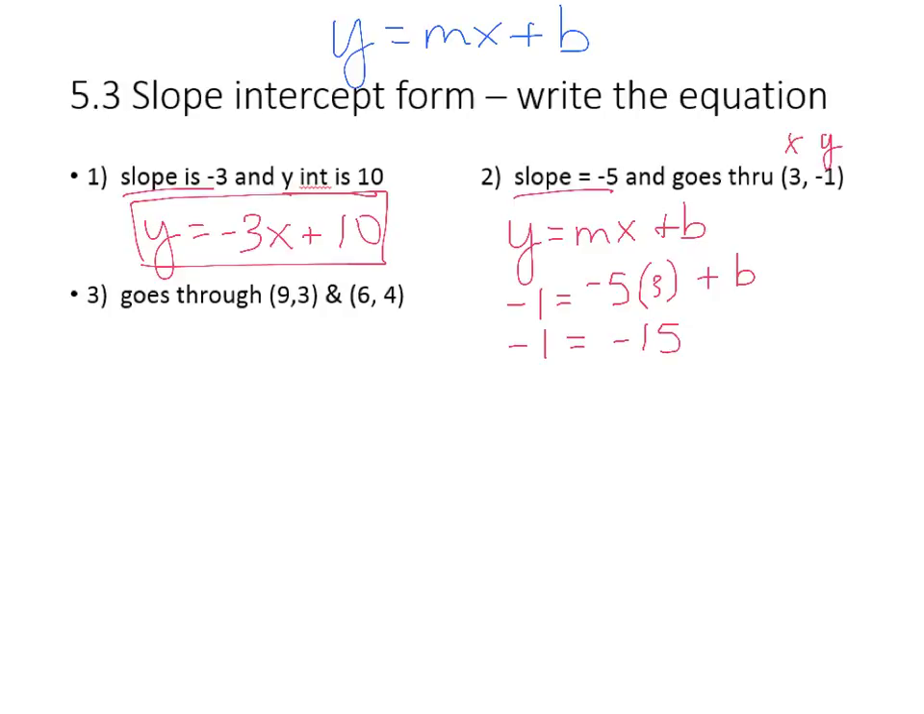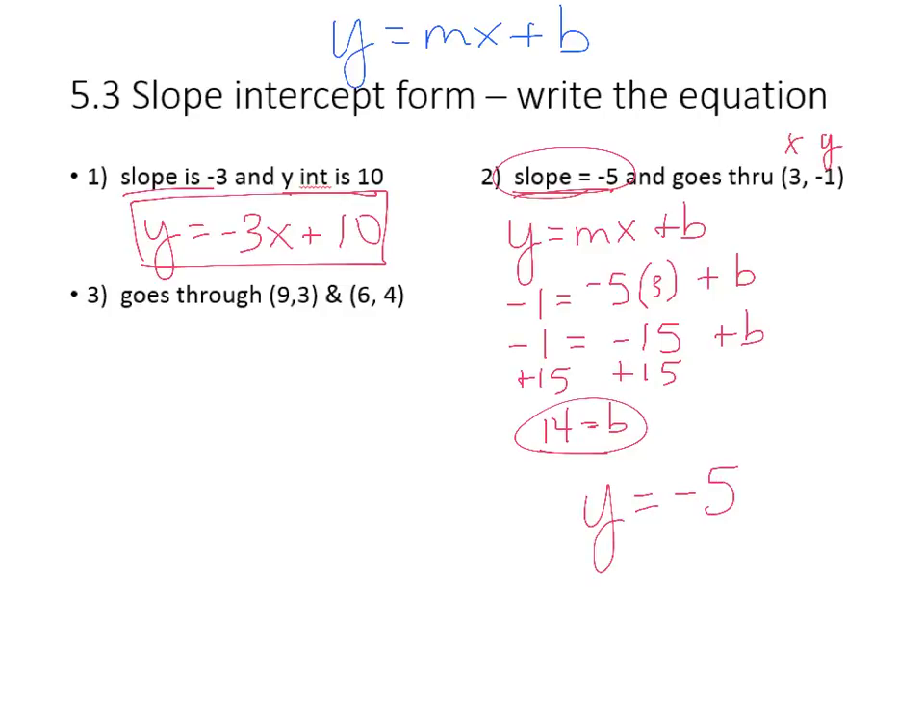That's what I'm going to look for. I can add the 15 to the other side. So it looks like 14 is equal to b. Well, once you know your slope and you know your b, your y-intercept, you can write your equation. y equals -5x plus 14.